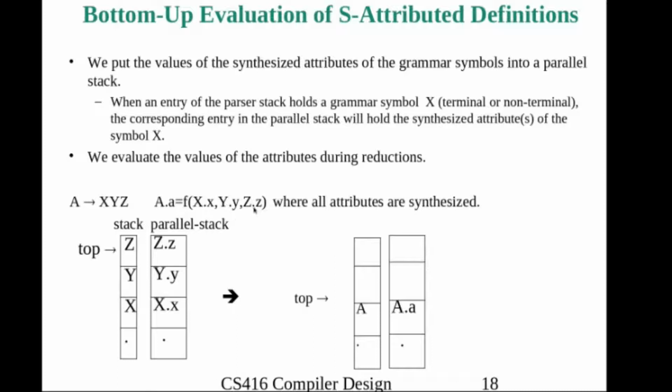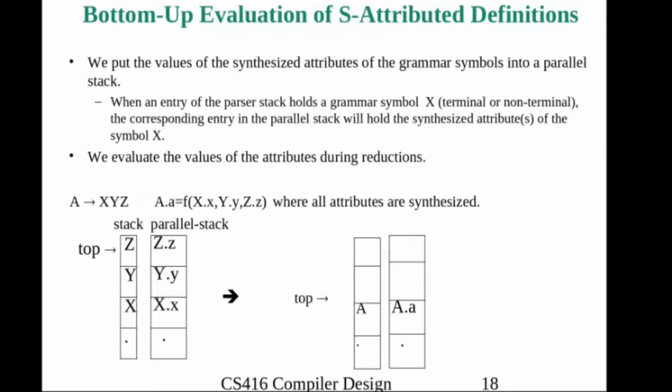By using this, we can evaluate the synthesized attribute of A, and we will remove all these X, Y, Z from the stack. X dot X, Y dot Y and Z dot Z are replaced by the corresponding values obtained after evaluating the semantic rule associated with it. This is the way we continue, and finally when the parsing is finished, we get the corresponding attribute values by evaluating the semantic actions. This is what happens in bottom-up evaluation.